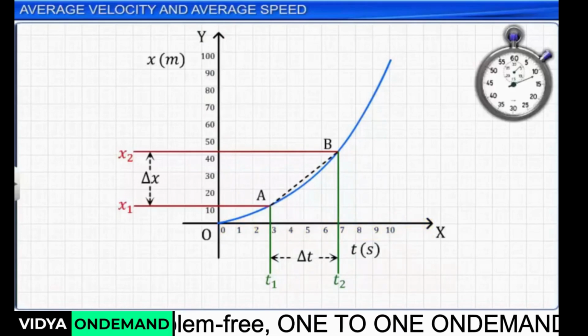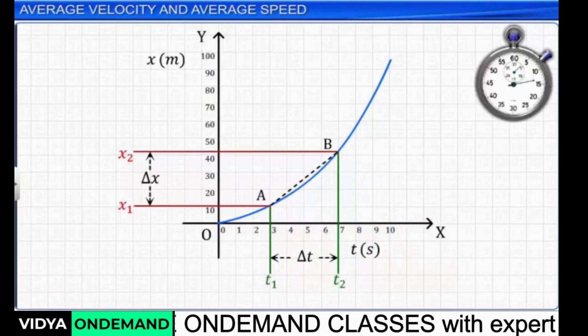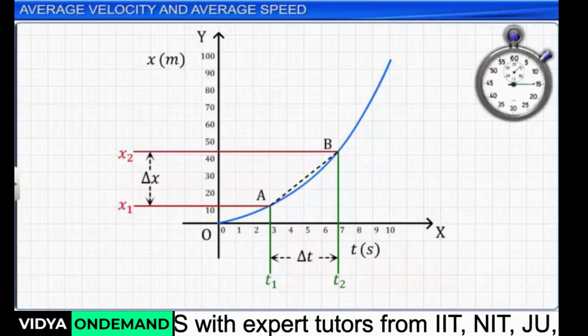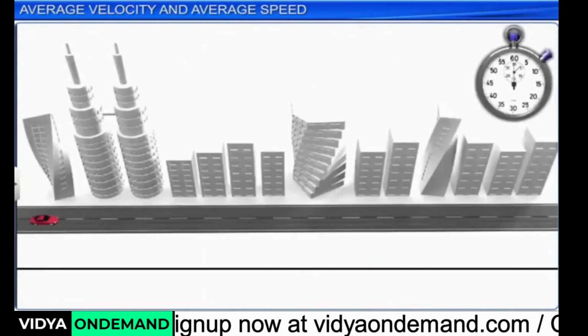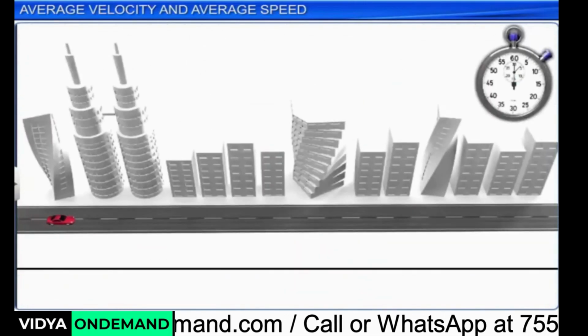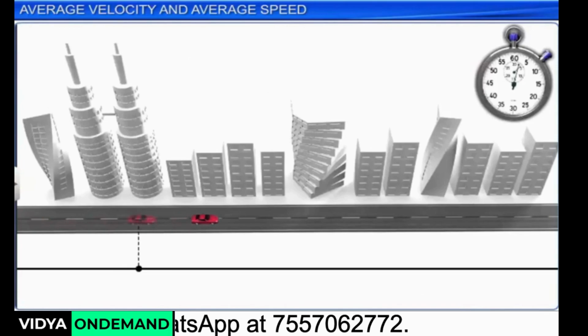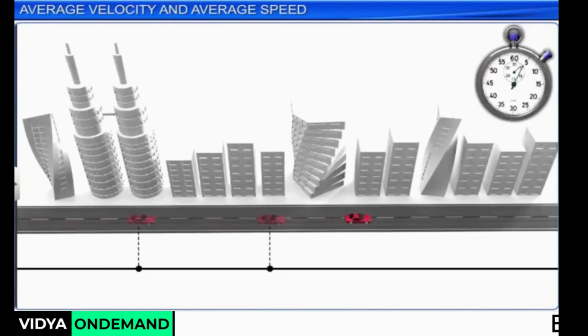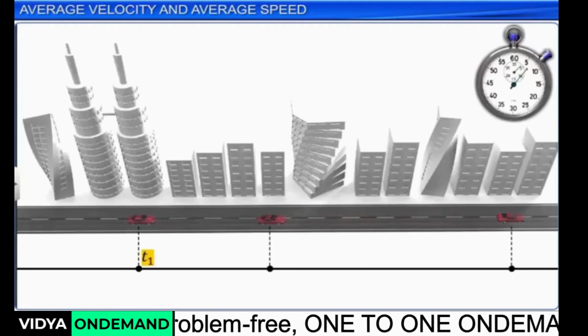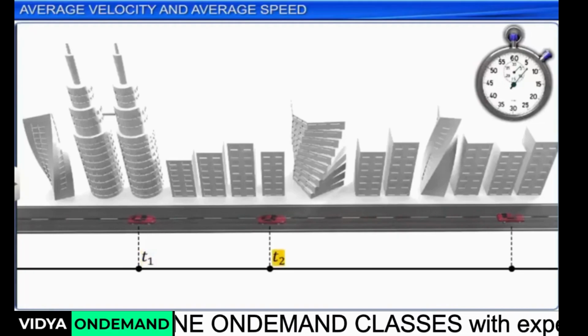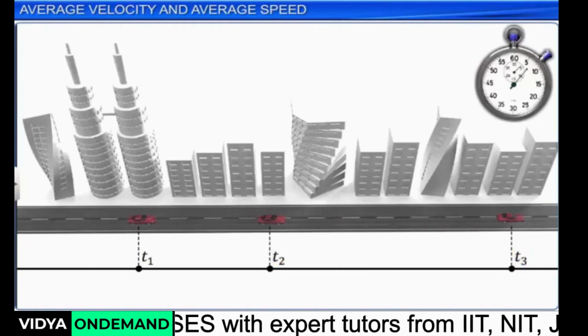When a car is traveling on a straight road, the velocities at various instances of time, say t1, t2 and t3, are taken as v1, v2 and v3 respectively. Then the average velocity is the average of the three velocities recorded.